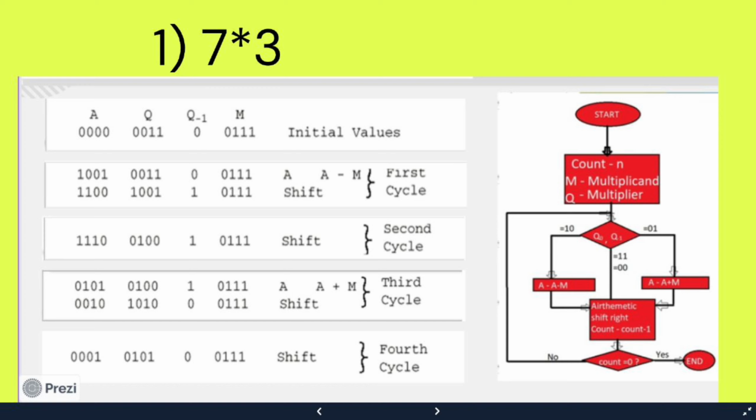So the final result comes out to be 0, 0, 0, 1 of A. Of Q it comes out to be 0, 1, 0, 1. Now to get the final answer of this calculation, we have to merge the digits of A and Q, which give us 0, 0, 0, 1, 0, 1, 0, 1. Now if we convert this number from binary form, we get the answer as 21.